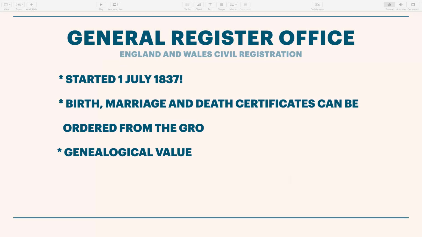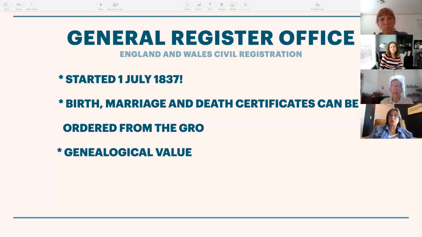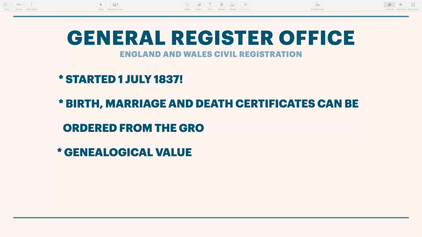Amazingly, and this is the exciting thing, in the British Isles, they started taking birth, marriage, and death records on 1 July 1837, very early. In the United States, states vary. The records can be ordered from the General Register Office, and starting in 1837, you get birth, marriage, and death certificates. Pretty cool. Genealogical value of these records.